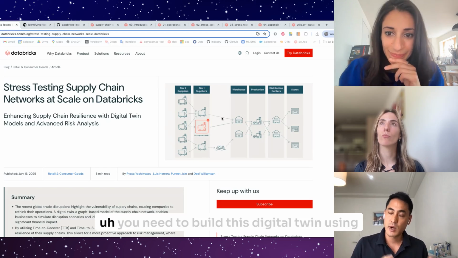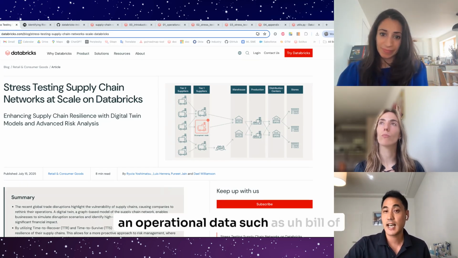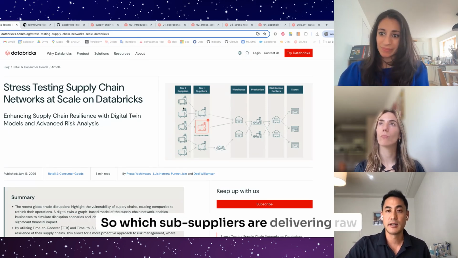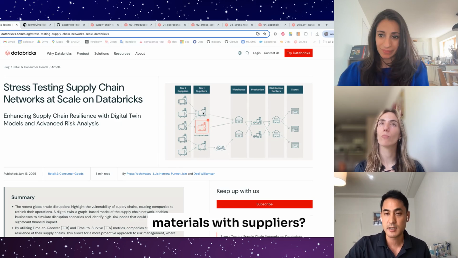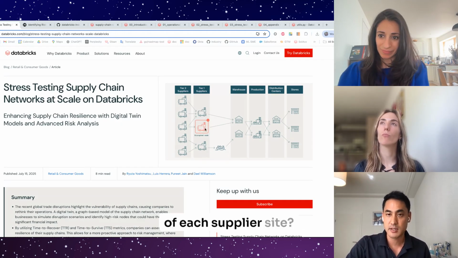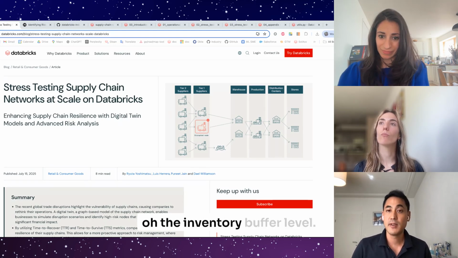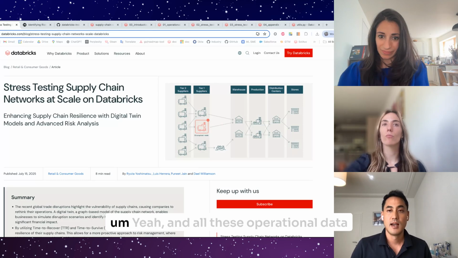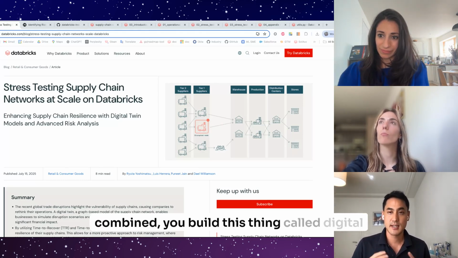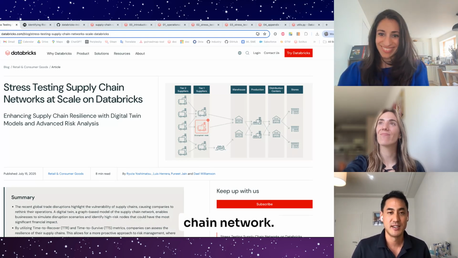And you need to build this digital twin using operational data, such as the bill of materials. So which sub-suppliers are delivering raw material to which suppliers, and what is the maximum production capacity of each supplier site? What is the typical inventory buffer level? All this operational data combined, you build this thing called a digital twin. So that's what a digital twin is for a supply chain network.